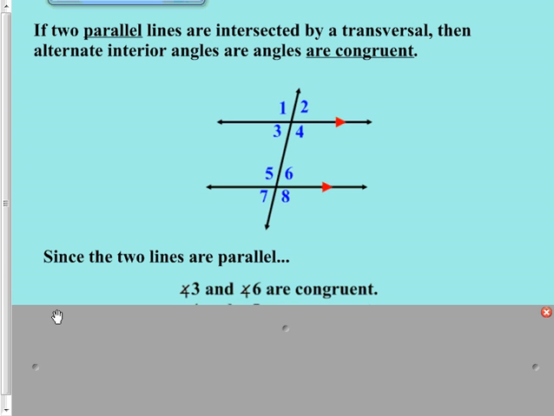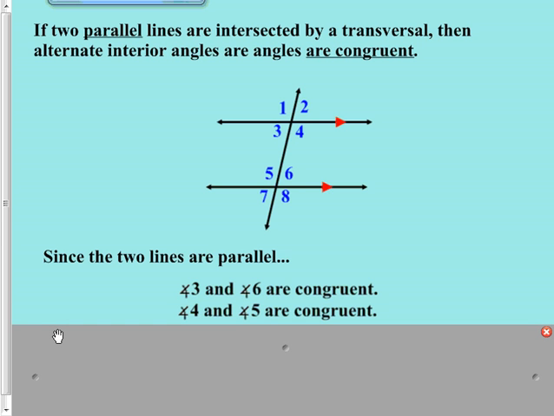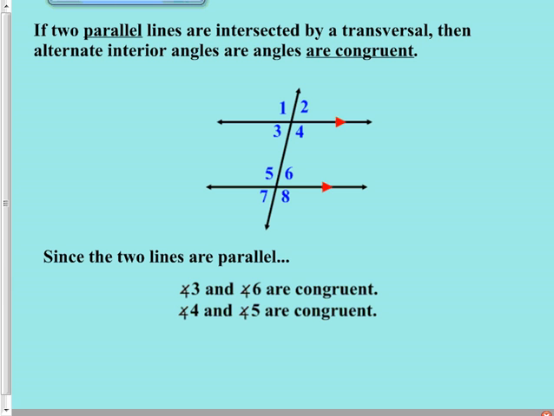Any other sets of alternate interior angles in the problem? How about angle 4 and angle 5? They are alternate interior, and since the lines are parallel, that makes them congruent. Any other sets of alternate interior angles in this diagram? No, those were the only two sets, and there's the rule for alternate interior angles.